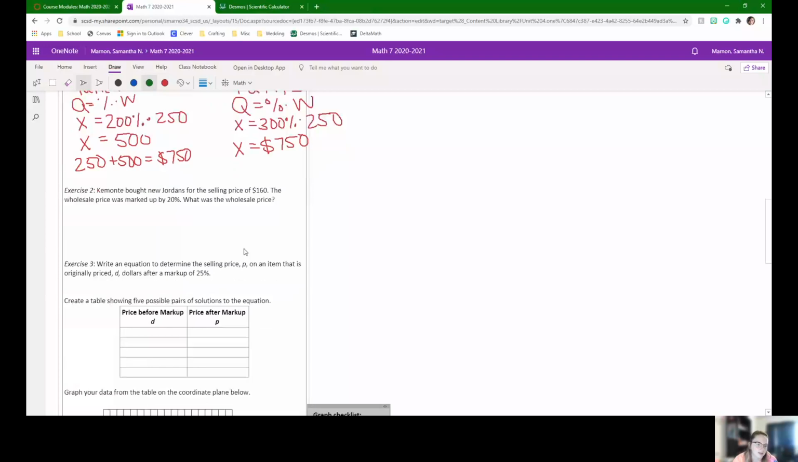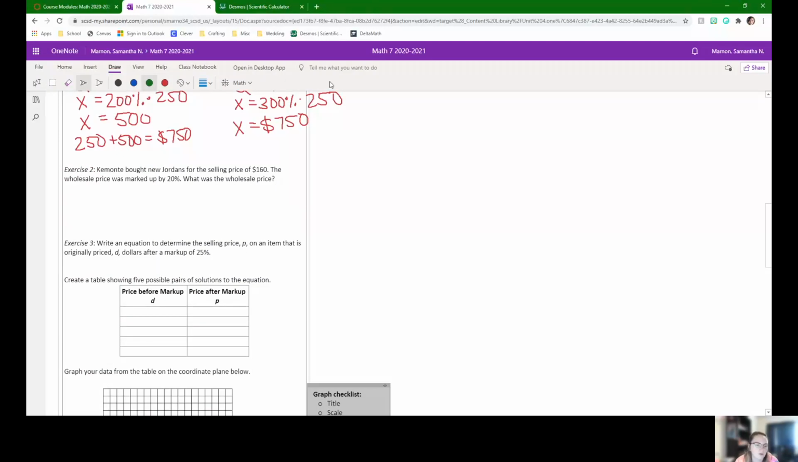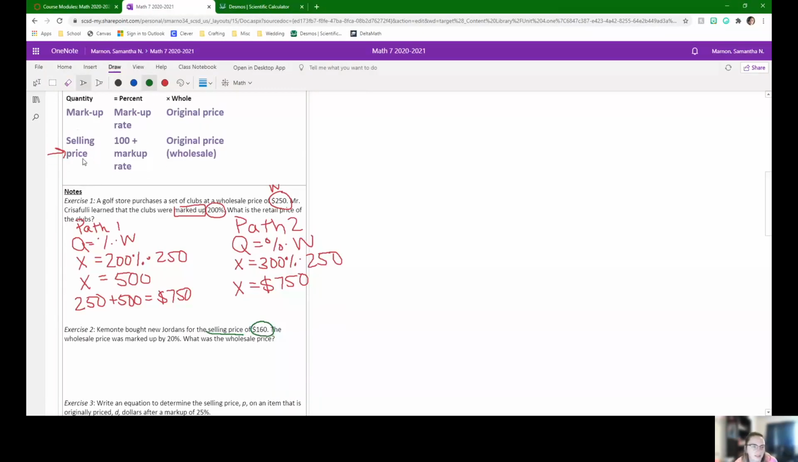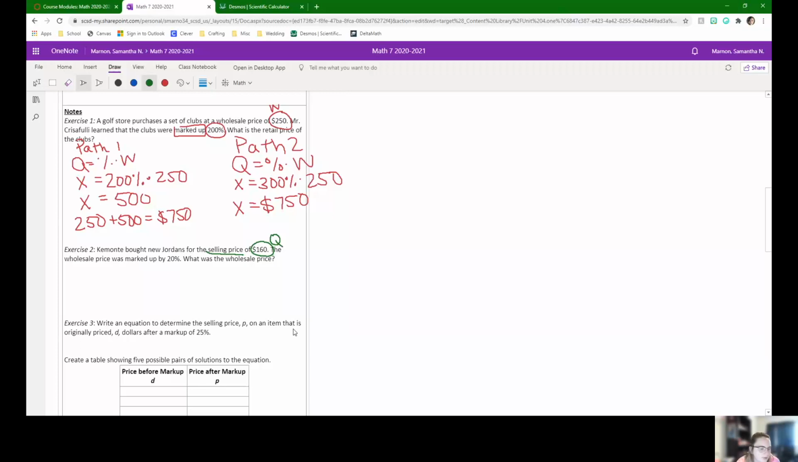Okay, let's look at our next example. Kamanti bought new Jordans for the selling price of $160. So now this is the selling price. If we go back and look, that's a quantity. That's not the whole. So I'm already going to label this quantity so I know. The wholesale price was marked up by 20%. What was the wholesale price? So for this one, instead of finding what the markup is, we want to figure out what the store actually bought it for before they sold it to Kamanti.